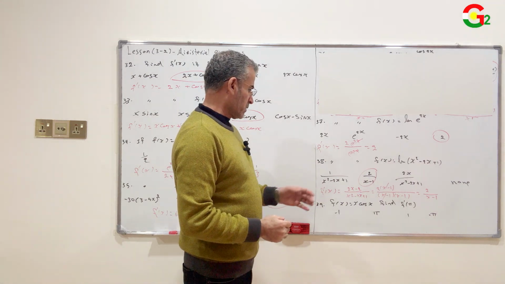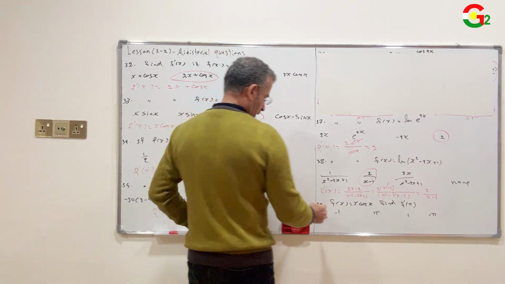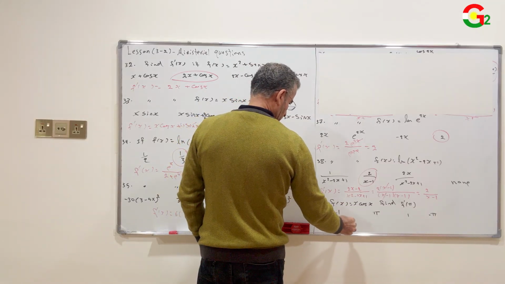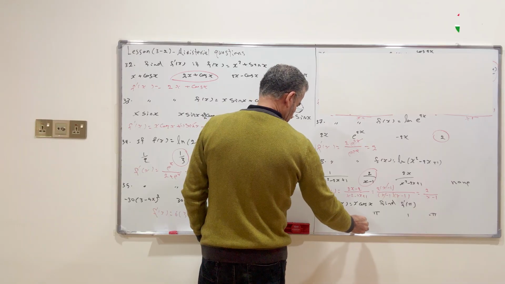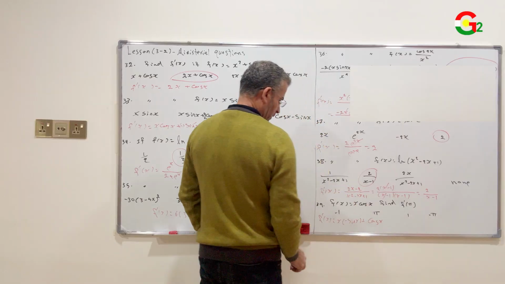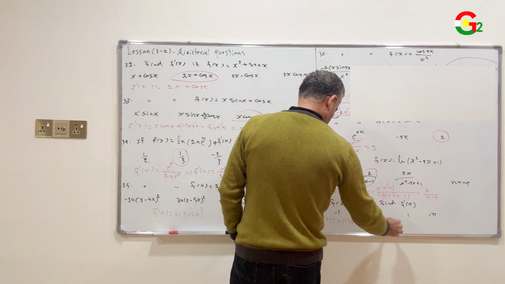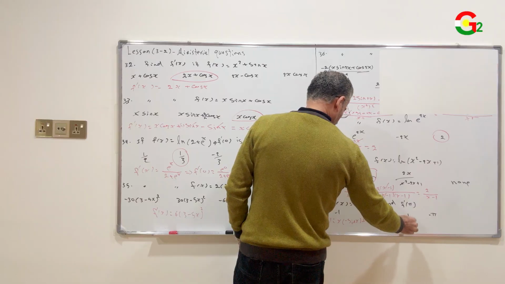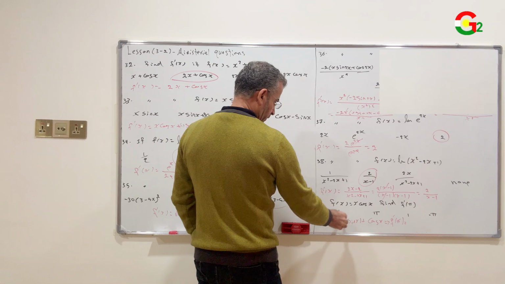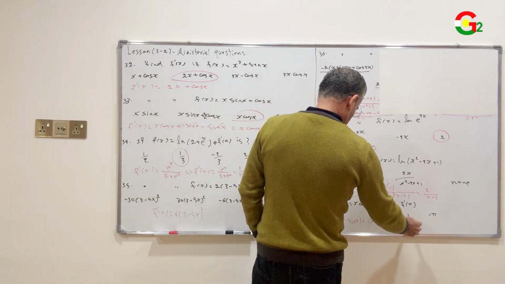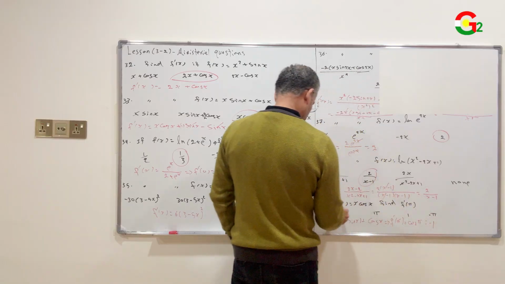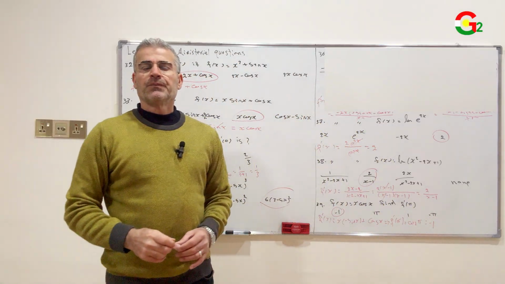f of x is x cosine x. Find f prime of pi. First, find f prime of x equals x times negative sine x plus cosine x times 1, the derivative of x. Now f prime of pi equals, since sine pi is 0, the first term will be 0, plus cosine pi equals negative 1. Choice A. See you next lesson.